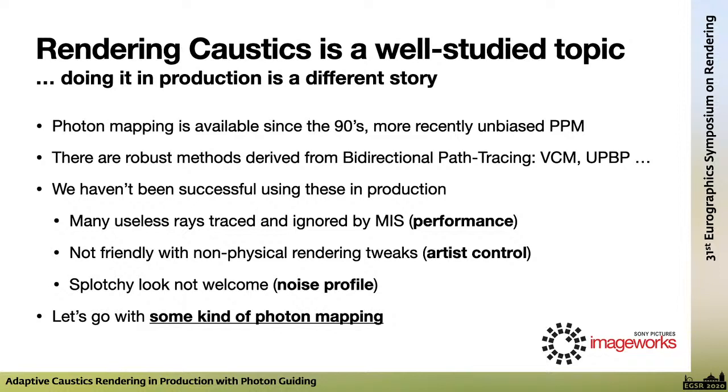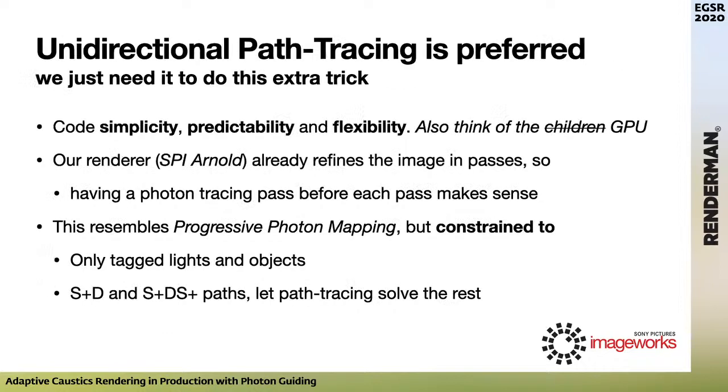So after many attempts, and there were even a few final shots with caustics in a couple of shows, we thought, okay, so next we're going to try just photon mapping, and we're going to use it only for caustics and in isolation. This is because our renderer in production is a big piece of software. It has many features, and we need the integrator to be as simple as possible. We need it to be predictable, and we need it to be flexible. And with the incoming GPU wall, simplicity now is more important than ever.